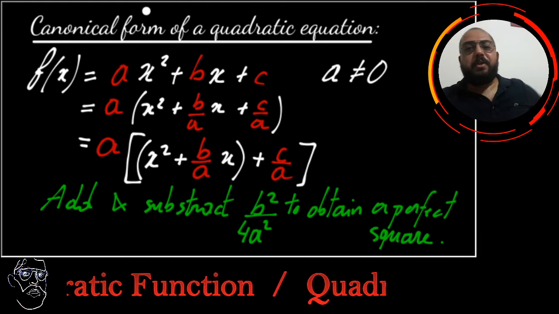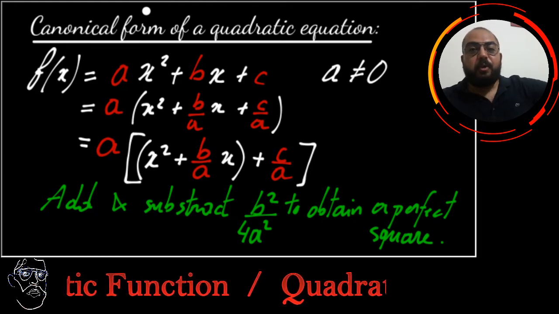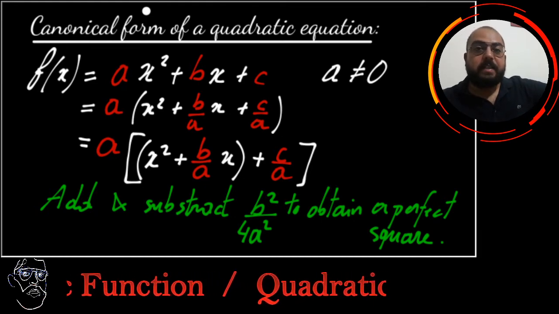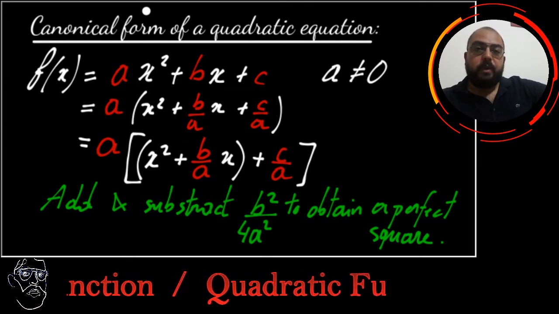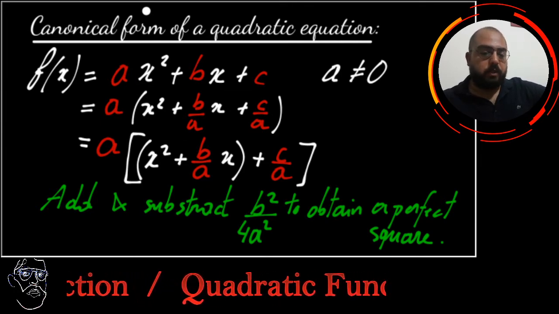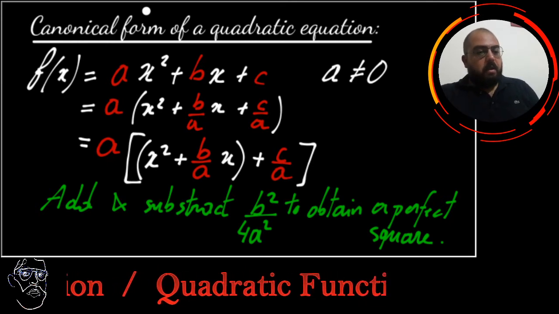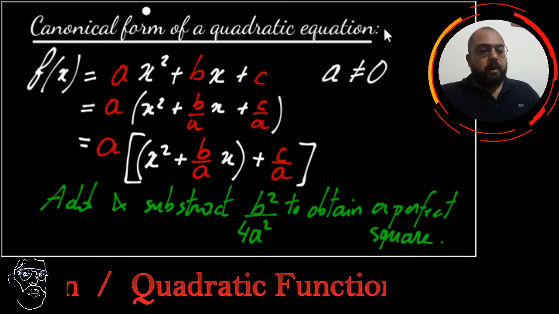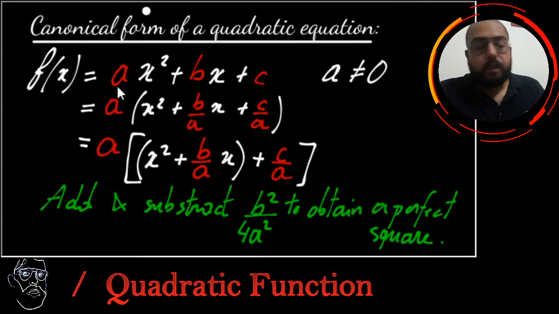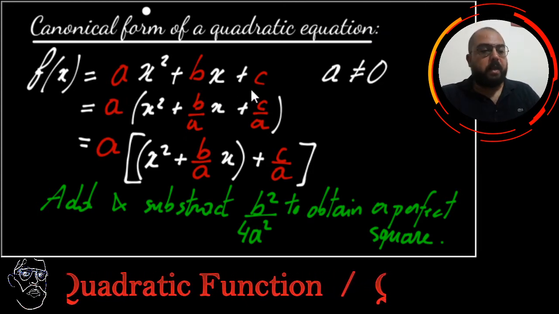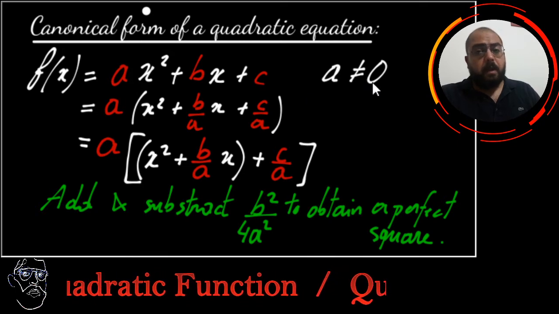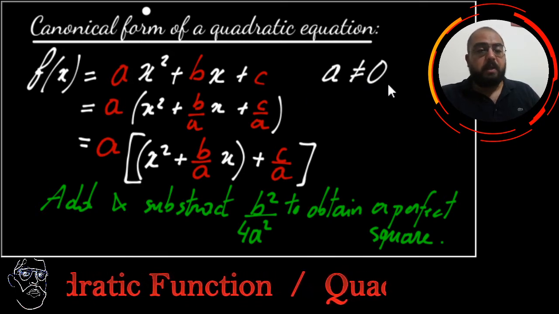So today we're going to talk about how to check the sign of a quadratic function, and of course I'm going to go through the canonical form of a quadratic equation. So let's start. For the canonical form, first you should have the function f of x, which is of course in the quadratic form ax squared plus bx plus c, with the condition that a should be different than 0.